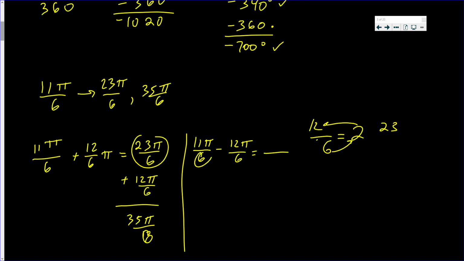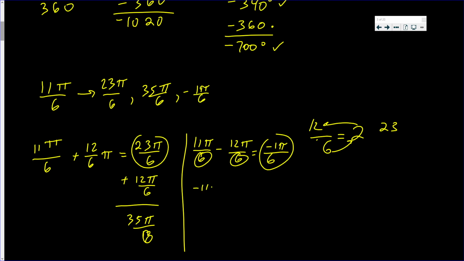In subtraction, if the denominators are the same, keep them. 11 pi minus 12 pi. Well, 11 minus 12 is negative 1, negative 1 pi. That's one negative answer: negative 1 pi over 6.